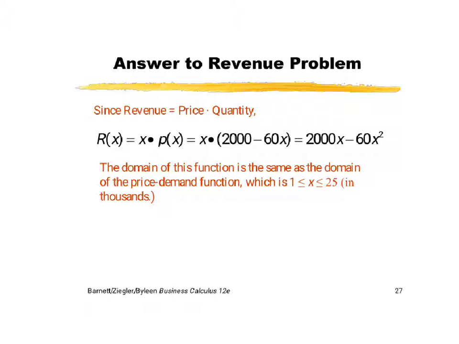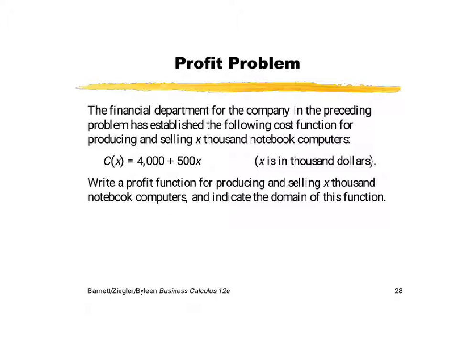Okay, next let's look at the profit function. It says here the financial department for the company in the preceding problem has established the following cost function for producing and selling x thousand notebook computers. So the cost function C of x is equal to 4,000 plus 500x, where x is in thousands of dollars. Write a profit function for producing and selling x thousand notebook computers and indicate the domain and range of this function. So the domain and range will stay the same. We'll come back to that in a second.